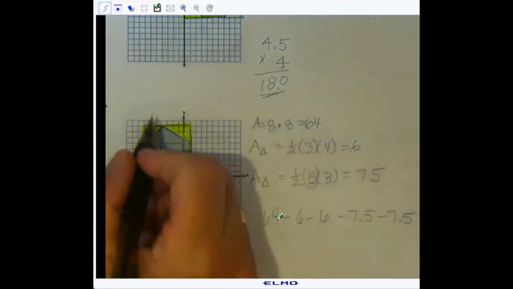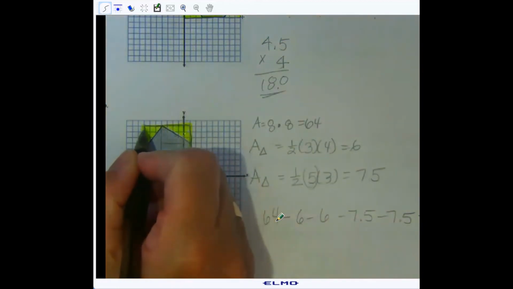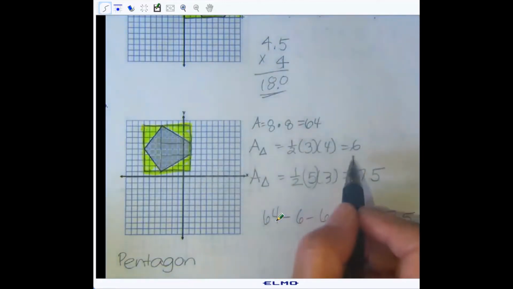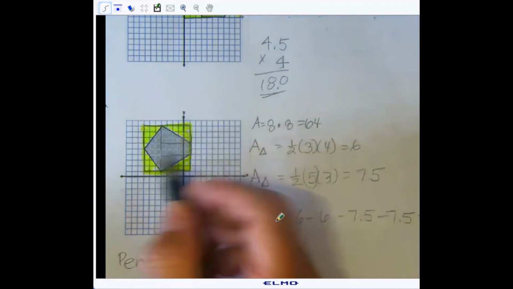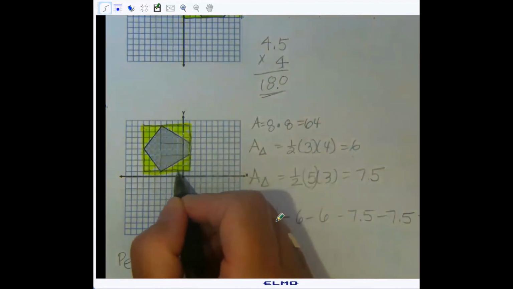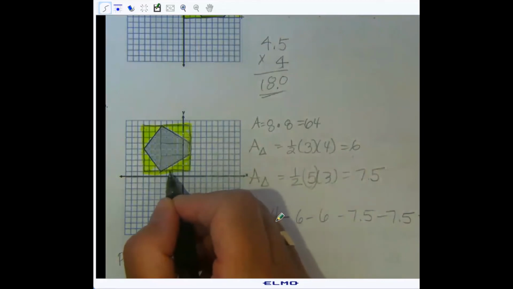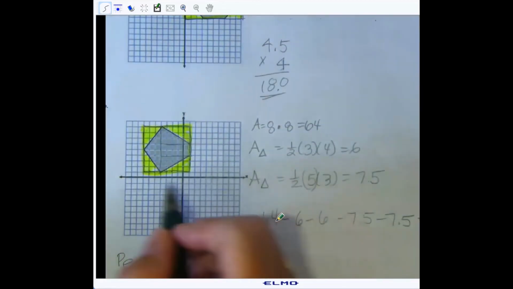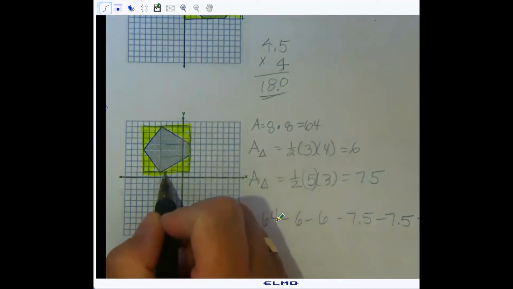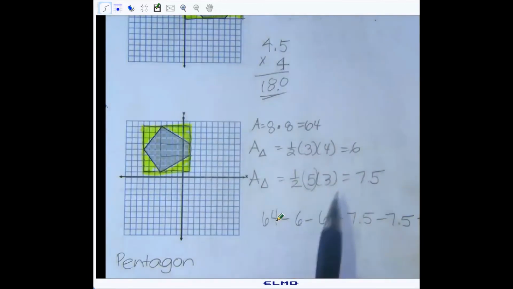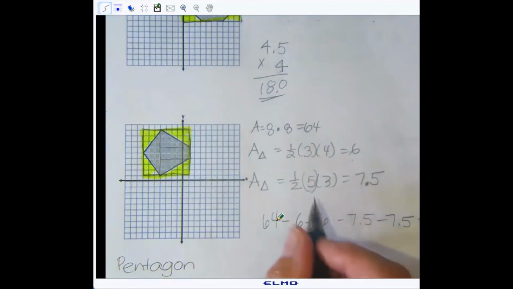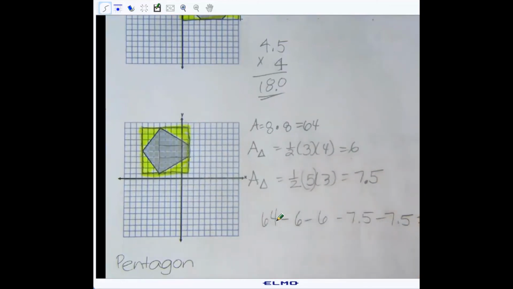This triangle here is a 1, 2, 3, 1, 2, 3, 4, a 3 by 4. So half of 12 is 6. So both of these are 6. But these triangles here are 1, 2, 3, 1, 2, 3, 4. Huh. I think I'm getting 5 this time. Oh, it is 5. 1, 2, 3, 4, 5. Yeah. So these are both 3 by 5s, which means half of 15 is 7.5.